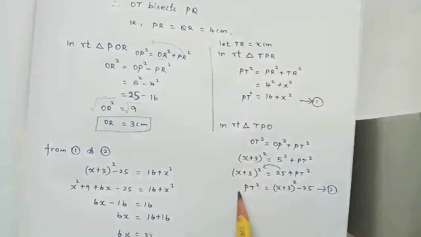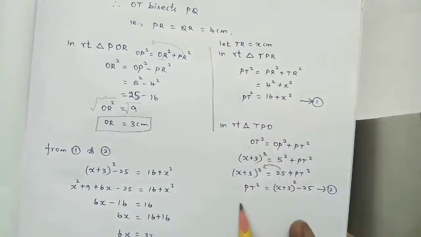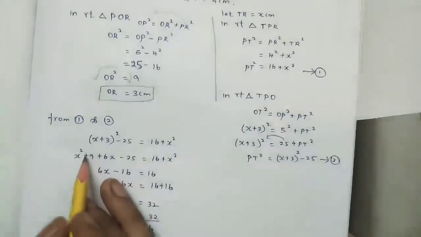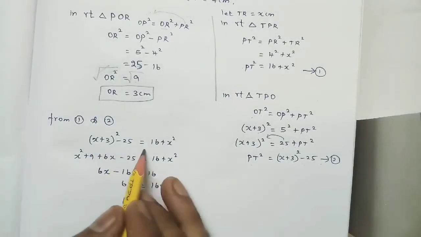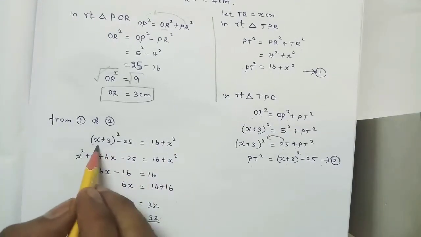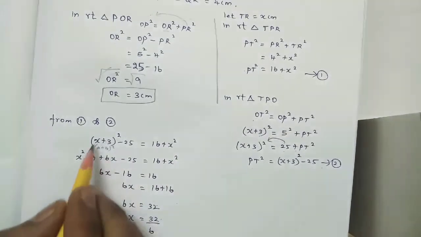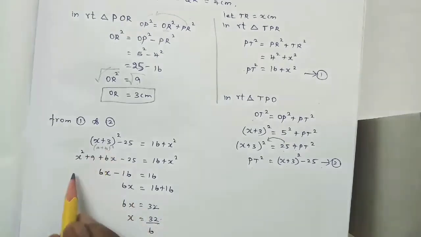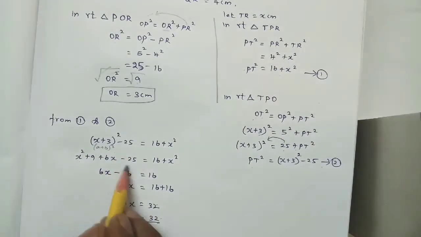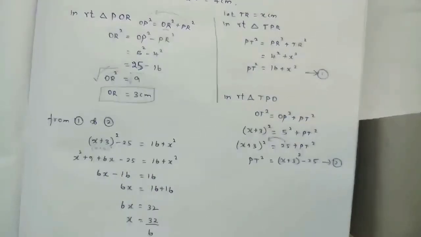Just see equation 1 and 2. PT square equal to 16 plus X square. PT square is equal to X plus 3 the whole square minus 25. I'm just equating, right? So X plus 3 the whole square minus 25 is equal to 16 plus X square. Apply the square. It is in the form of A plus B the whole square. What is A? X, and B is 3. So X square plus 9 plus 6X, that is A square plus B square plus 2AB, minus 25 is equal to 16 plus X square, right?